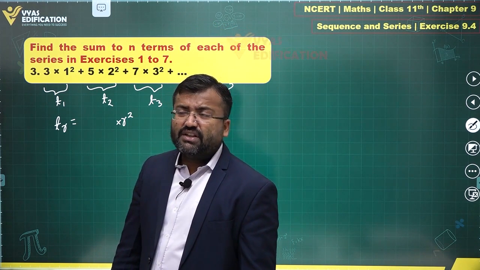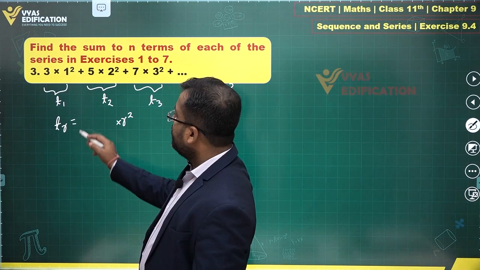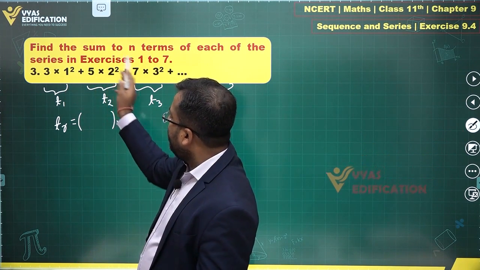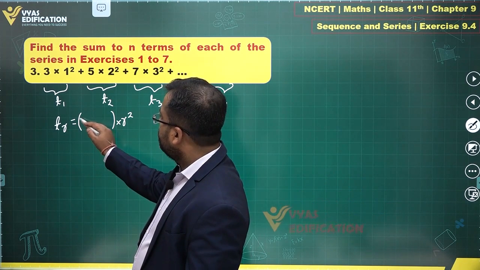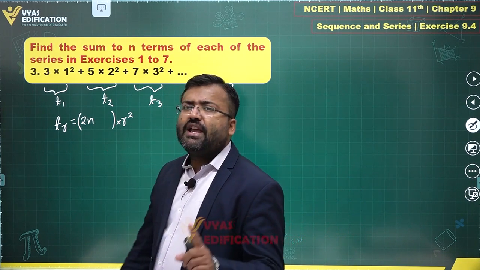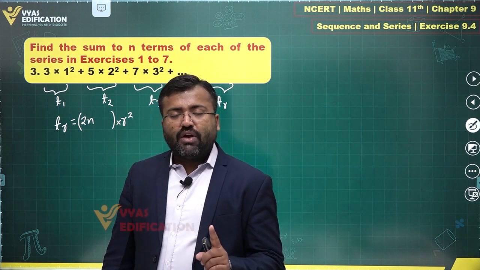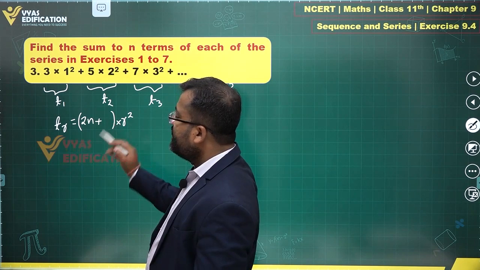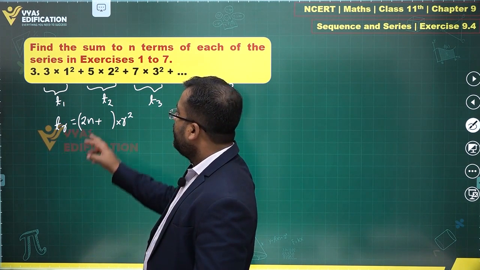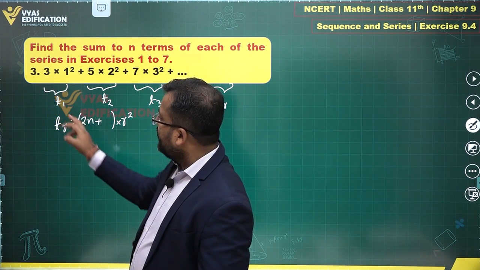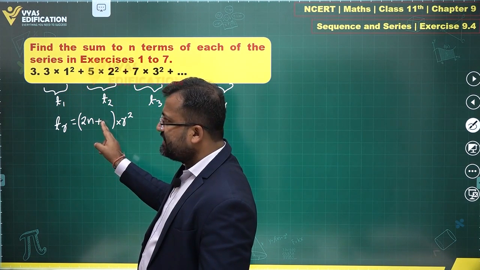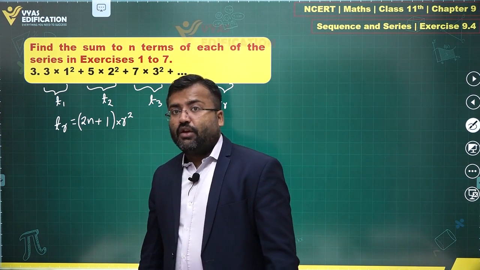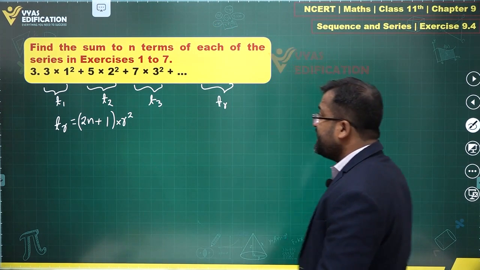Whenever you want this kind of a general term for an arithmetic progression, what you can do is look at the difference. From 3 to 5, the difference is 2. From 5 to 7, the difference is 2. So 2n will surely come, and then there will be some constant which has to be found. For n equal to 1, this should give 3. So 2 into 1 plus something should give me 3. What is that something? That something is 1. That's very simple.